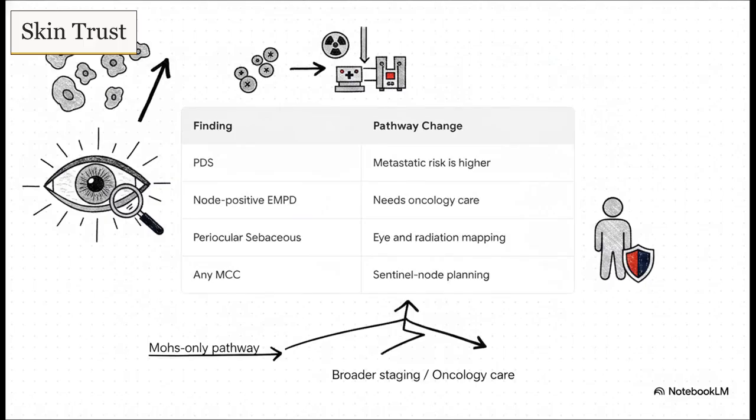Now, what's really interesting about these findings is how they summarize everything we've just been talking about. Finding PDS instead of AFX, metastatic risk is higher, requiring sarcoma surveillance. A node-positive EMPD, that requires site-specific oncology care. Periocular sebaceous carcinoma adds eye surface mapping and radiation questions. And any Merkel cell carcinoma demands sentinel node and medical oncology planning. These specific findings automatically bump a patient out of a Mohs-only pathway and right into broader staging.